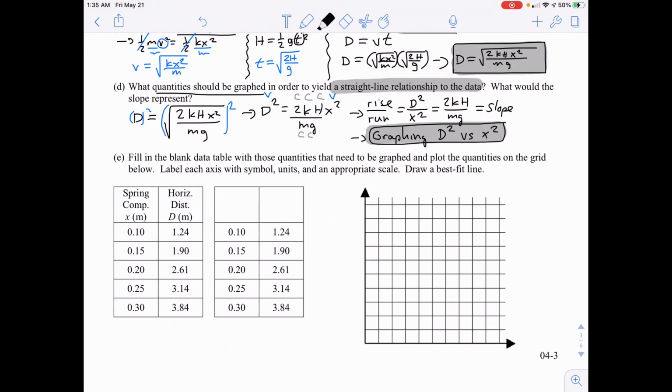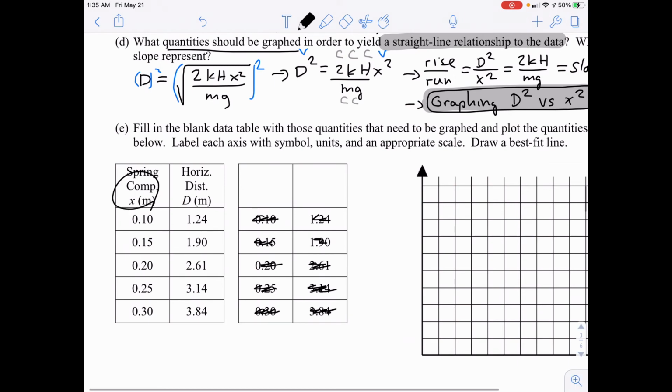Okay, so what I need to do with this data is essentially square all my x's and square my d's. So this data right here is no good. This is a typo. So I'm just going to cross all this out, and I'm going to write new data values beneath each of these crossed out numbers. So in this one, if this is spring compression x, this would be x squared in square meters. And if this is distance d, this would be d squared also in square meters. So let's go ahead and do that.